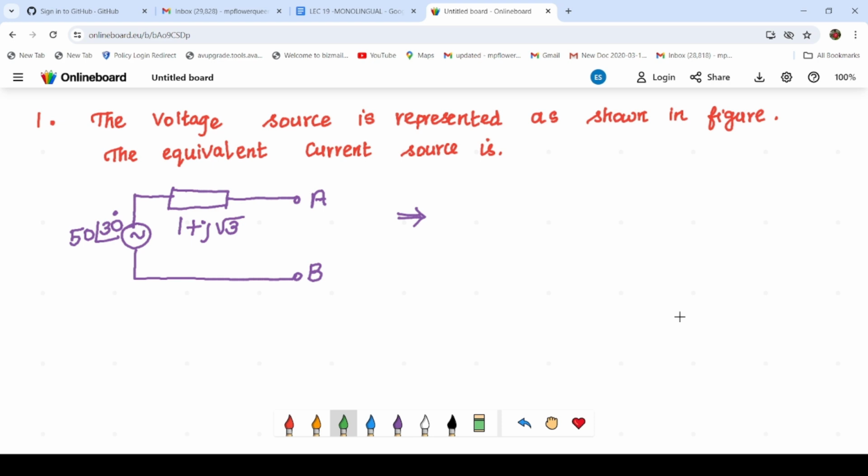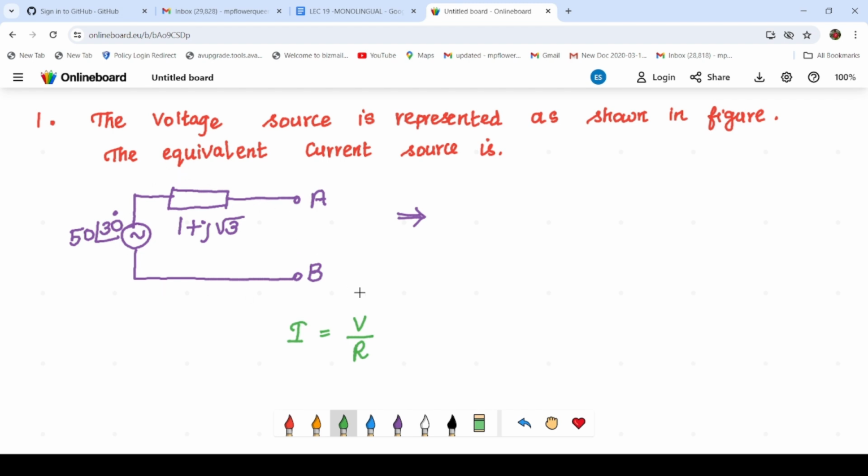In this video, I am going to explain some of the problems in electric circuit analysis. The first problem: the voltage source is represented as shown in the figure. The equivalent current source: how to convert the voltage source into the equivalent current source? Use the formula I is equal to V divided by R. So what is the value given here?